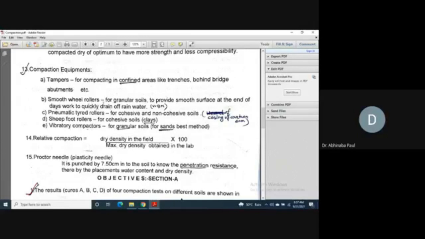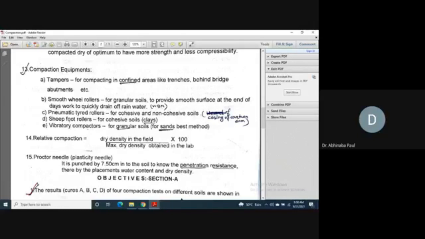Smooth wheeled rollers are for granular soil, to provide a smooth surface at the end of the day's work to quickly drain off rainwater. So we use these for granular soil to provide a smooth surface at the end of the day's work to quickly drain off the water, in WBM, meaning water bound macadam.